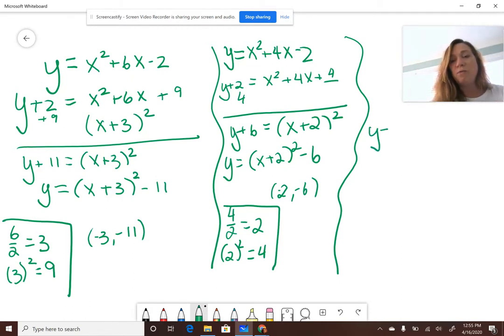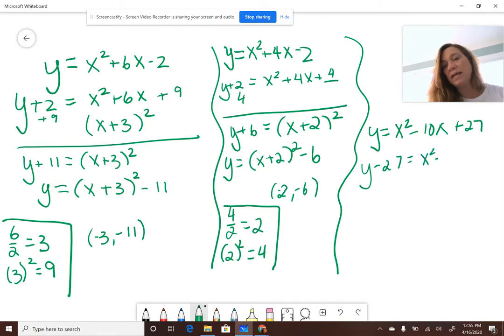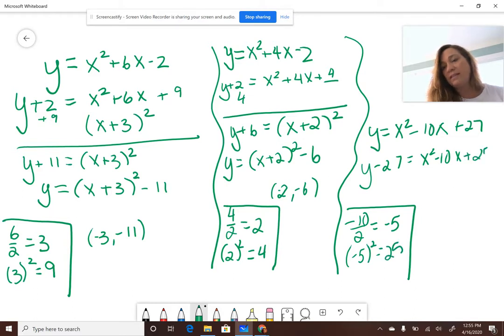Okay, so I have y equals x squared minus 10x plus 27. So I'm going to move the 27. So that gives me y minus 27 equals x squared minus 10x. So the -10 gets divided by 2. That gives you -5. -5 squared equals 25. So the 25 gets added to both sides.